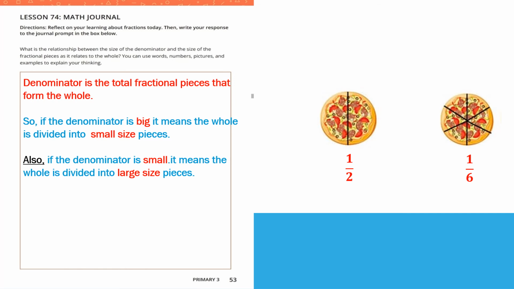But if the denominator is small, like here 1/2, it means the whole is divided in large pieces. Each part is very large.